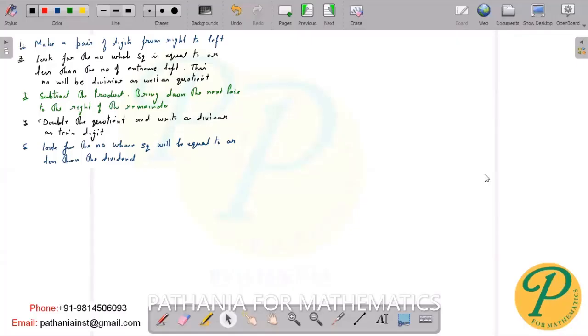Here is a stepwise procedure, and now we have to find out the square root of 180.9025.